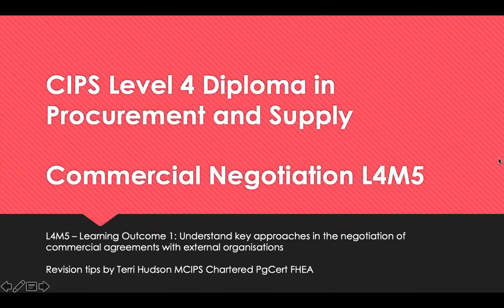And this is Module 5, Commercial Negotiations, Learning Outcome 1, which is to understand the key approaches in negotiation of commercial agreements with external suppliers. So we'll look at the application of commercial negotiations, differentiate between the different types of approaches that can be pursued, explain the power and balance of commercial negotiations, and the different types of relationships.